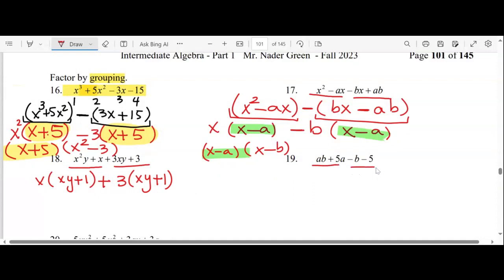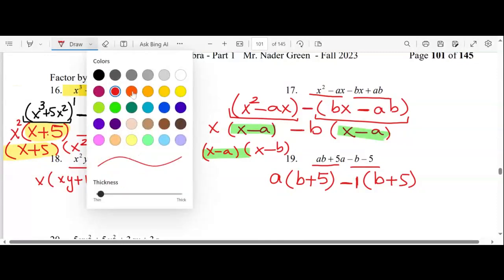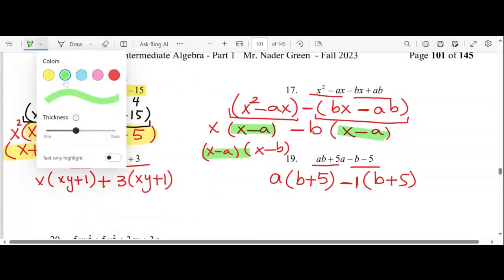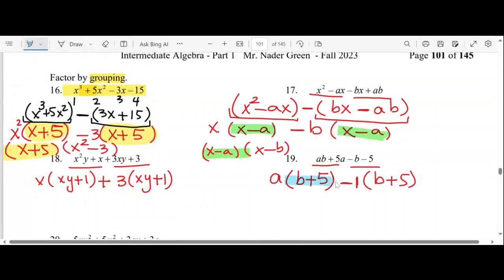19. How many terms do I have here? 4. Let's take, what's the common in the first two? A. What's left? B plus 5. What's coming in the last two? Negative 1. What's left? B plus 5. Do we have blah, blah, blah? What's the blah, blah, blah? B plus 5 and b plus 5. That's common.